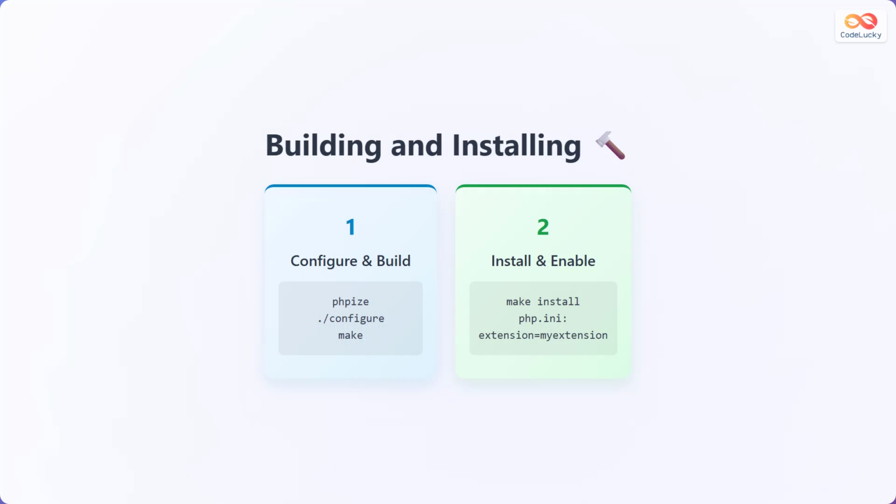Time to build and install your extension. First, run phpize to prepare the build environment. Then, run the configure script followed by make to compile the extension. Finally, run make install to install the extension to your PHP extensions directory. Remember to enable the extension in your php.ini file by adding extension equals followed by your extension name.